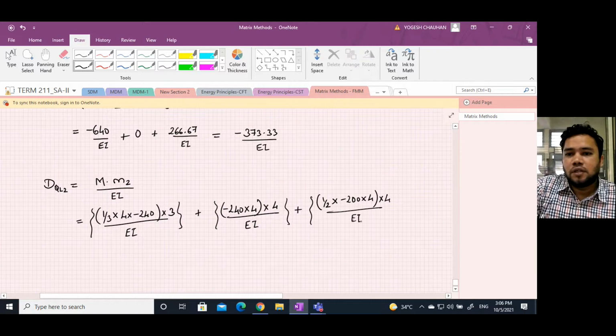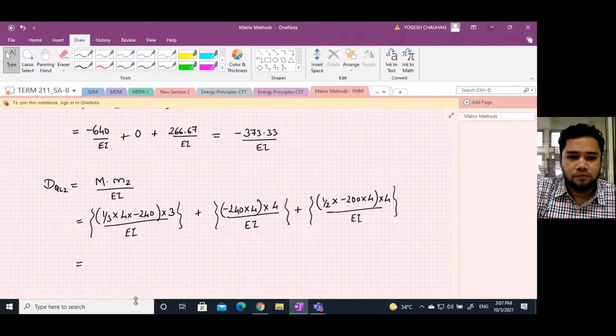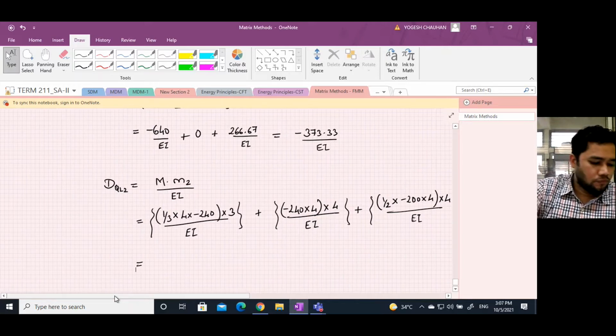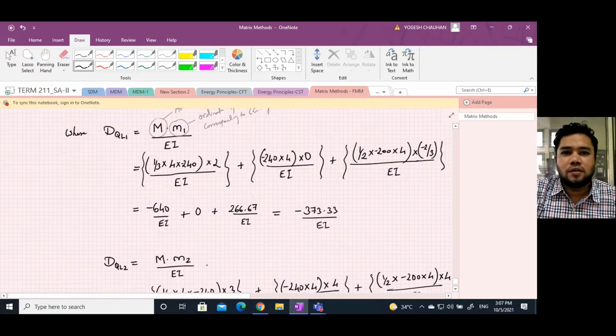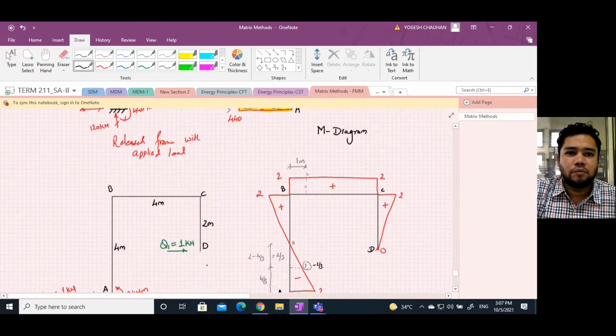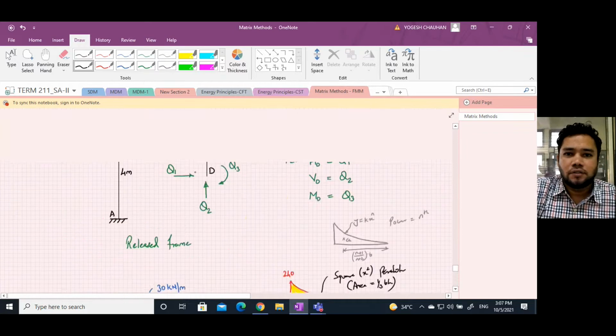divided by EI. Now you take the sum of all the three, so it will be minus 960 by EI plus minus 3840 by EI. Now here in this example, the EI of all the members is constant.